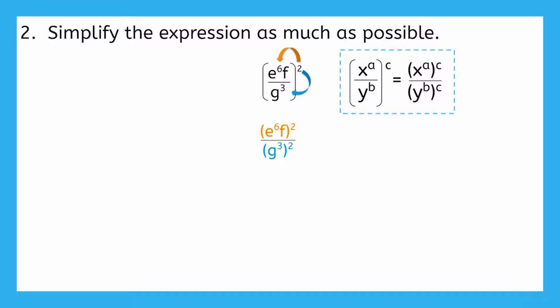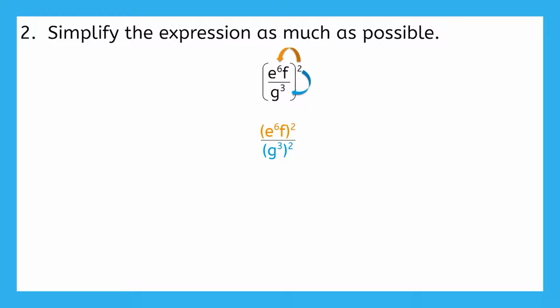After distributing the outer exponent of 2 to the numerator and denominator, we have e to the power of 6 f squared, all over g cubed squared. What should we do next? In the numerator, there's a product, e to the power of 6 times f, all squared. In the denominator, there's one element, g cubed squared.